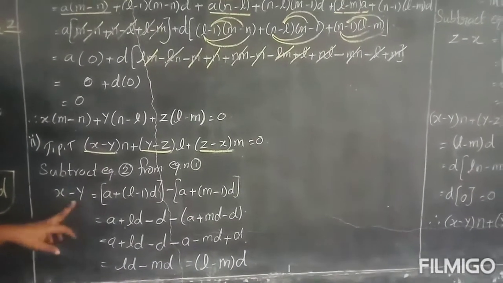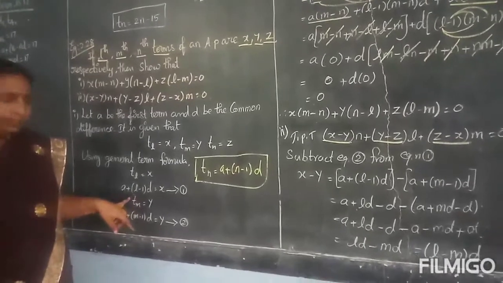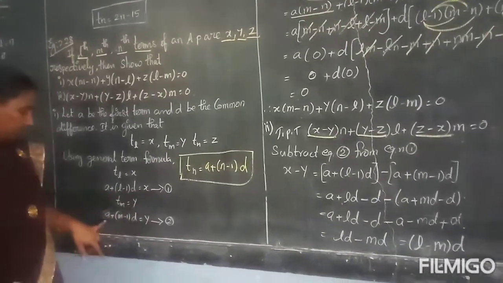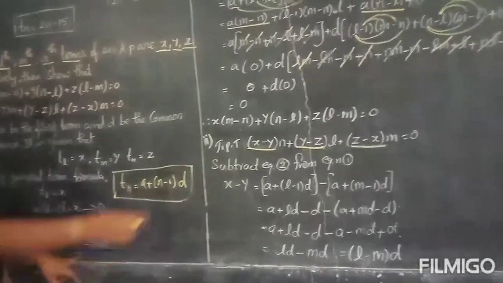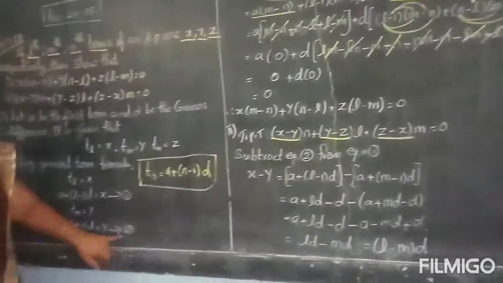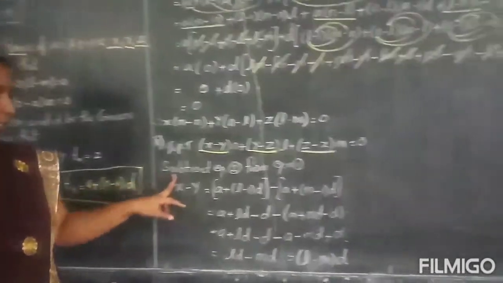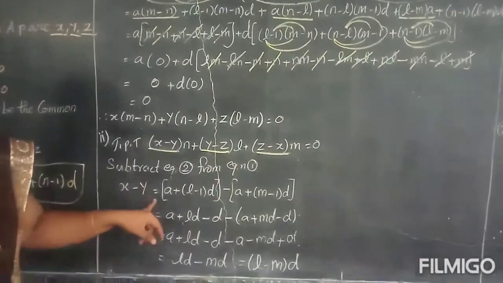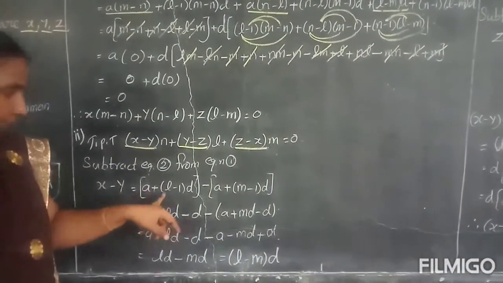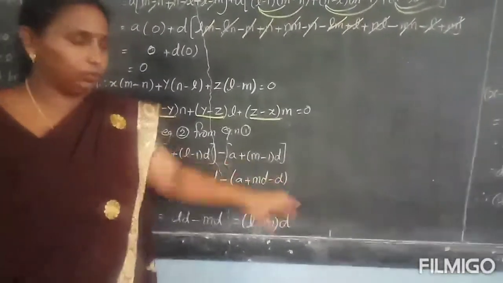So x minus y, how will you get x minus y? Already wrote the x value, no? A plus (L minus 1) into D is x, A plus (M minus 1) into D equals y. So for x minus y, you have to subtract equation number 2 from equation number 1. That is why I write subtract equation 2 from equation 1, we will get x minus y equal to A plus (L minus 1) into D minus (A plus (M minus 1) into D).